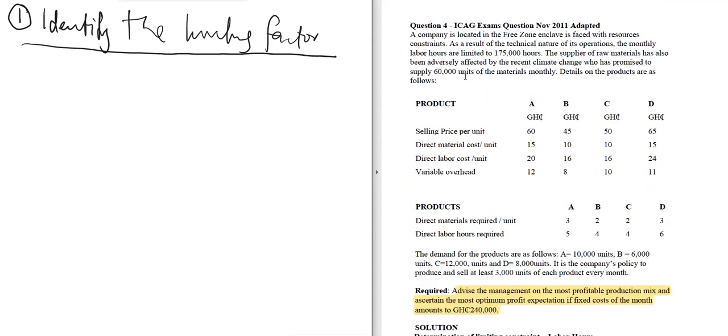So let's look at the limitation that we have. It says that labor hours are limited to 175,000 hours. That means there's a limitation, it's a constraint. Also, the supplier can only supply 60,000 of materials. That means materials is also limited. So what do we do to check if we actually have a limitation? So let's check material, right? Check material. That is my approach.